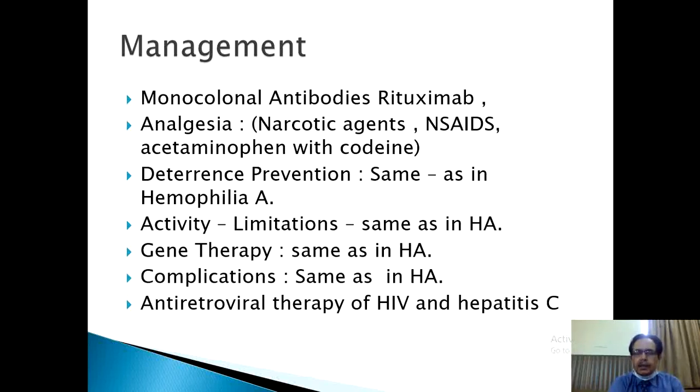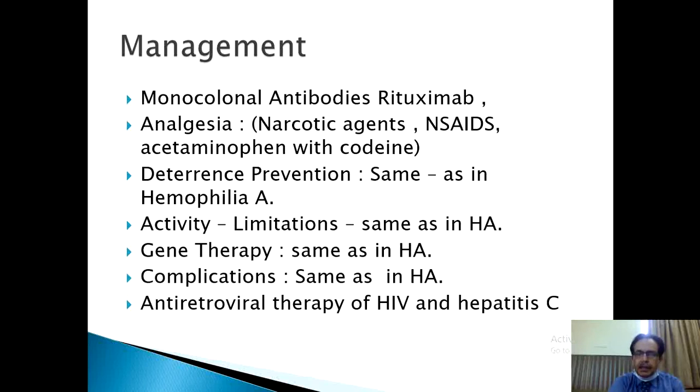The prevention is done as in hemophilia A. What do we do? The activity is limited. I mean sports or strenuous exercises, gymnastics, etc. The patient is warned not to indulge in strenuous exertion or activity or very hectic sports, which can lead to bleeding into the deeper tissues as well as into the joints and the muscles. So that is the reason for limitation of activities in the hemophilias.